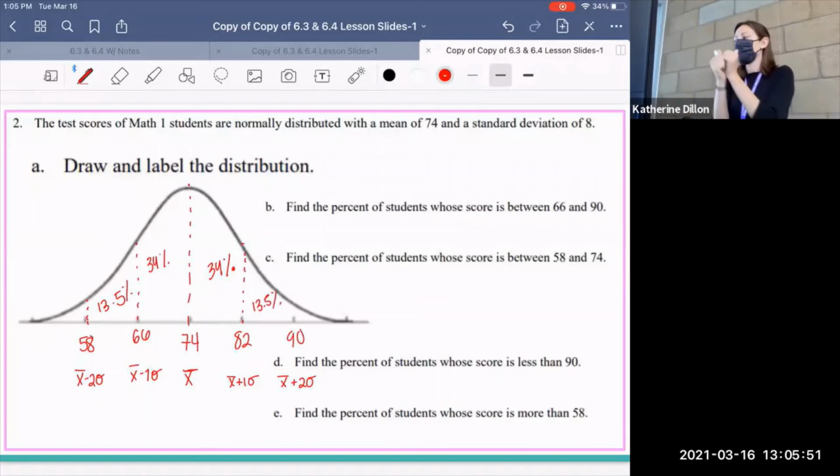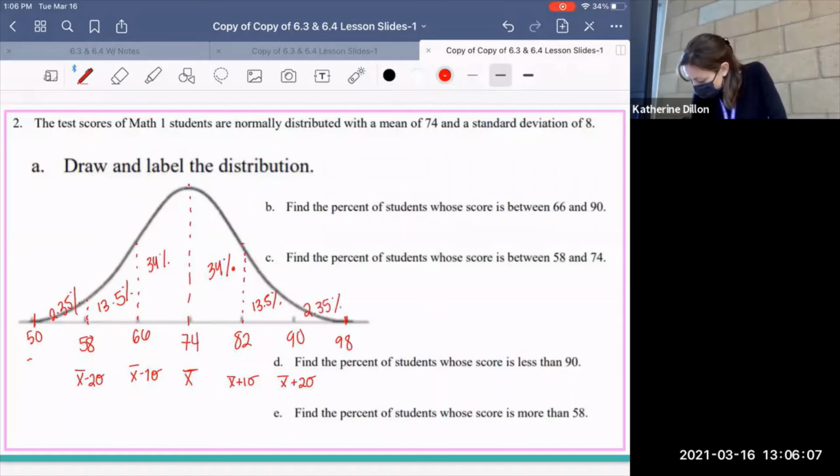I'm going to go to my third standard deviation now. This is going to be 50. And this is going to be 98. In between there, I have 2.35% on both sides. And at the very ends, from 98 to the end and 50 to the end, I have 0.15% on both sides.